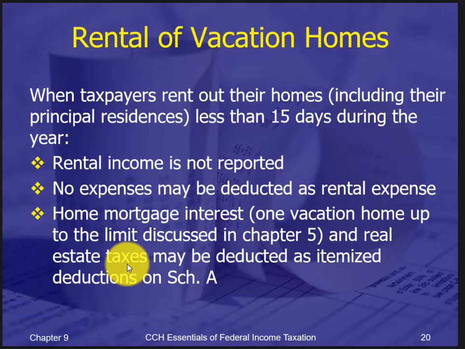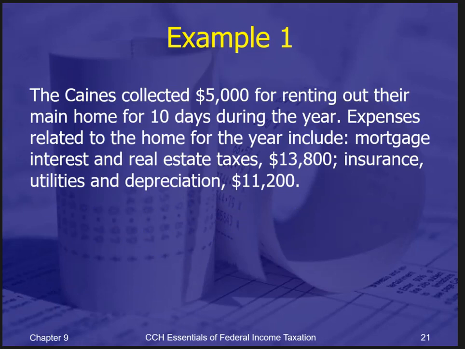Of course, remember there's a limit on that too, right? For itemized deductions, $10,000 for a married couple, and $5,000 for single. So you're not going to get as good a benefit as it used to be since that limit came into play.